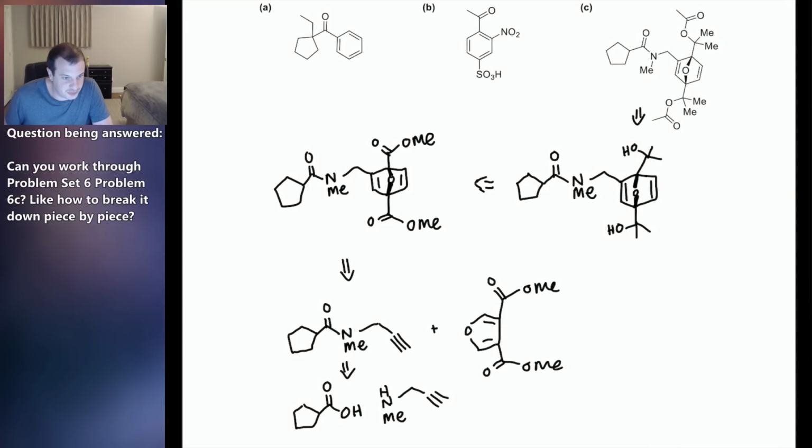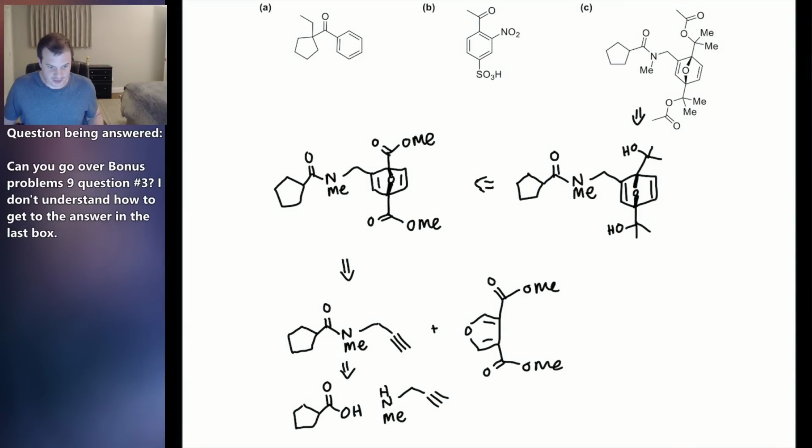All right, let's see where we are at. We're up to bonus problems 9, question number 3. A lot of questions tonight. I'm very happy. How many viewers do we have? What does it say? 67. Hey, that's pretty good. All right, bonus problems 9.